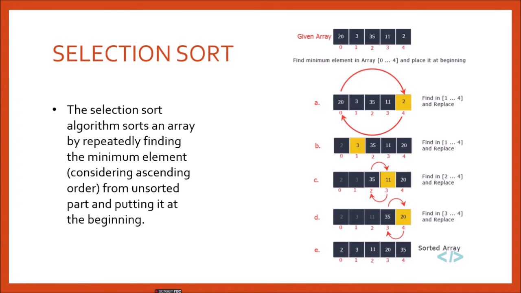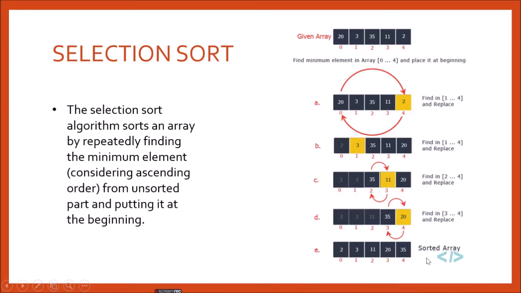Now let us consider the second sorting algorithm, selection sort. The selection sort algorithm sorts an array by repeatedly finding the minimum element, considering increasing order, from the unsorted part and putting it at the beginning, which has the sorted part. The algorithm maintains two subarrays in a given array: the subarray which is already sorted, and the remaining subarray which is unsorted.